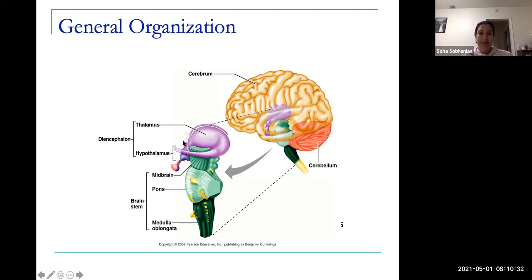Please do note that even though this is not labeled, you've probably seen it in your brain anatomy when we were doing it last week for your lab. This little thing hanging right here is called the pituitary gland. That's extremely important for your endocrine system, and it is under the control of your hypothalamus.